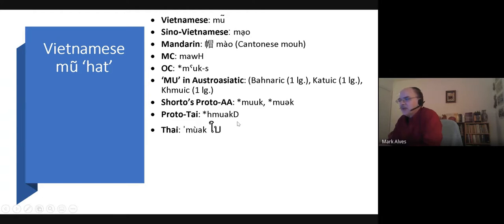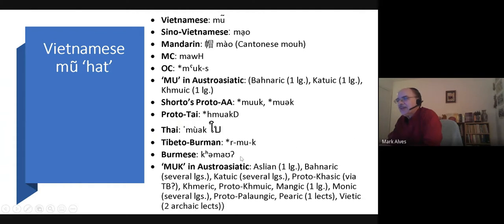So your Muok there for Thai, Tibeto-Burman here, we're checking them, Burmese, Khmer. But for Austroasiatic, we see a lot of this Muk form, Katuic, several languages, Khmeric. This is all throughout mainland Southeast Asia. It is not in India. It is not in the Munda languages. So these are the areas where there are lots of Dai languages.